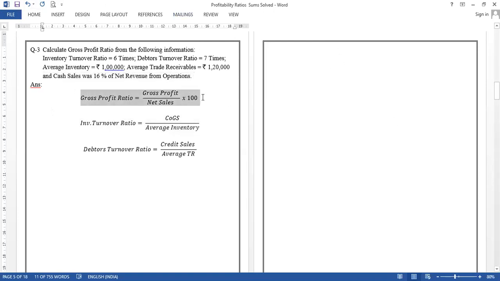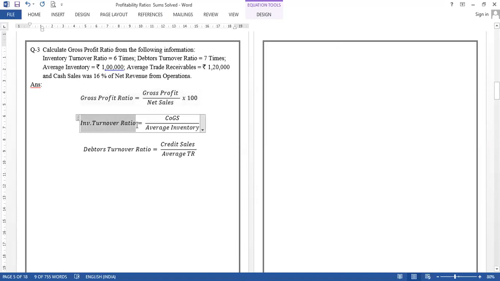The formula for that is gross profit upon net sales into 100. Inventory turnover ratio is given to us. The formula for inventory turnover ratio is cost of goods sold upon average inventory. Debtors turnover ratio is also given to us, that is credit sales upon average trade receivables. So let us start with inventory turnover ratio.